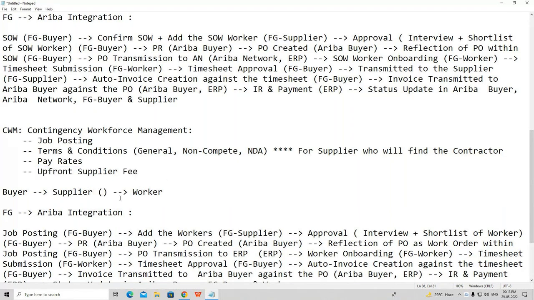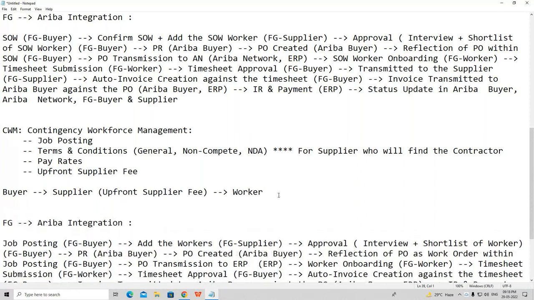Upfront supplier fee will be there. That's the first thing. Second thing is here, is with buyer.